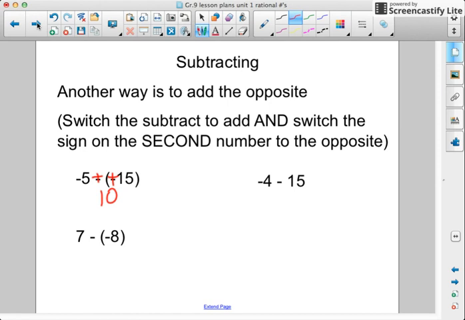This example, 7 subtract a -8, change that to a positive, change that to a positive. 7 plus positive 8 gives you 15. Okay, this next one, we switch this sign to a plus sign. Now this 15 was a positive, so we have to actually make it a negative now. So -4 plus a -15 gives you -19. So that's another way you can subtract integers.